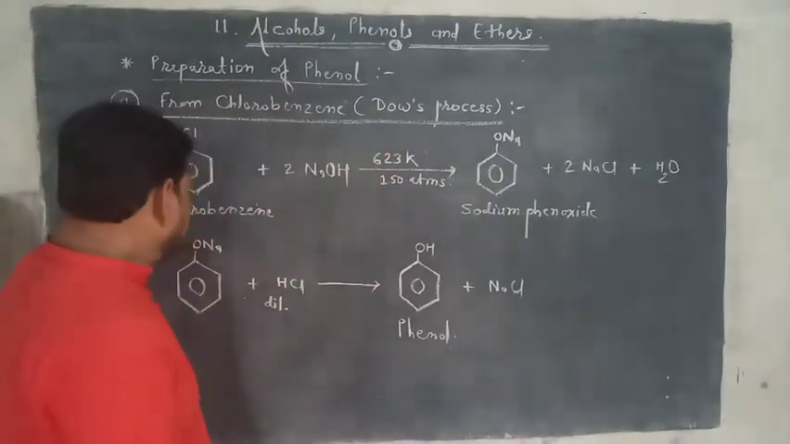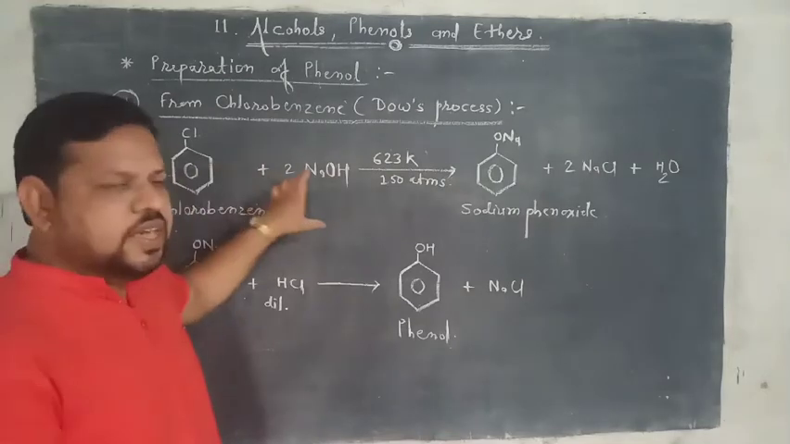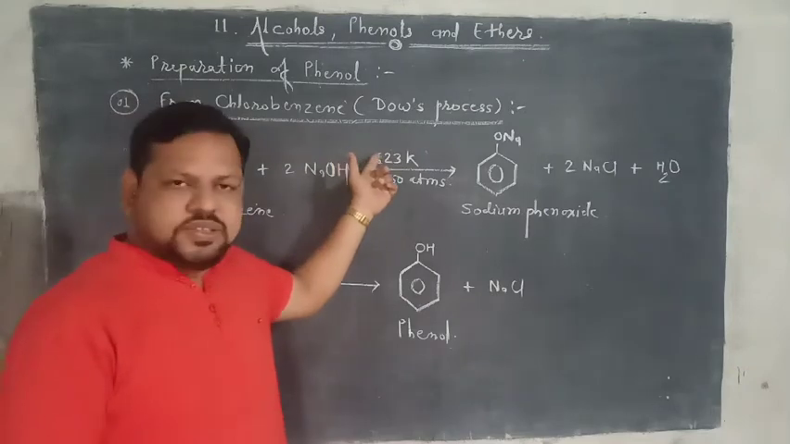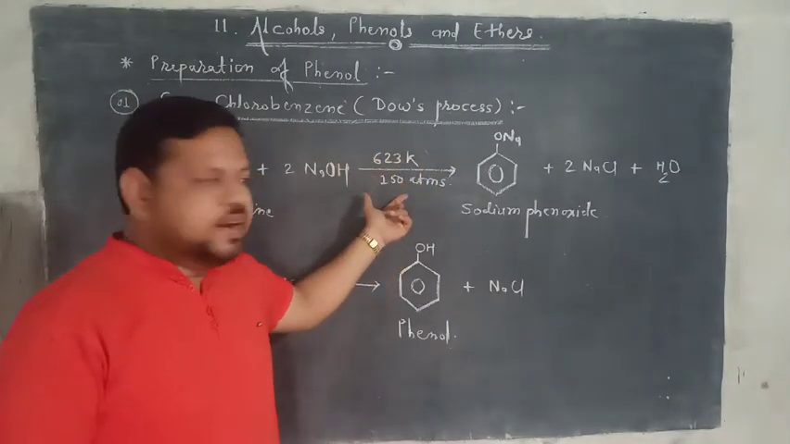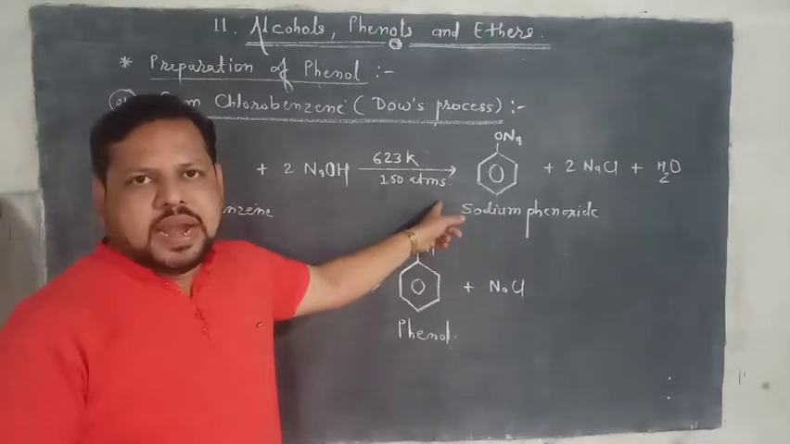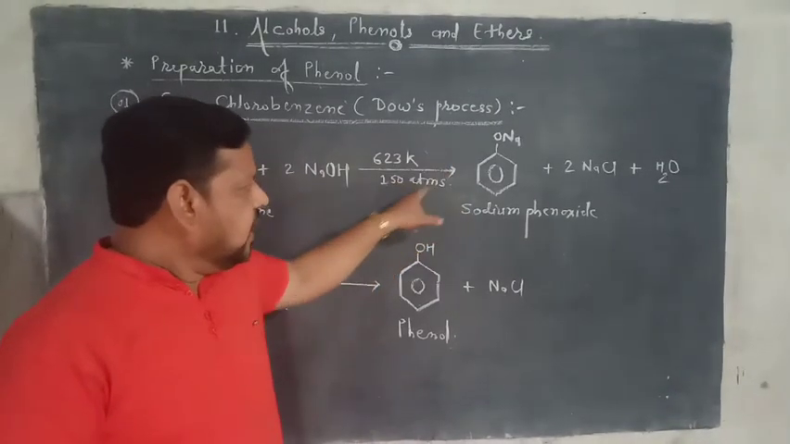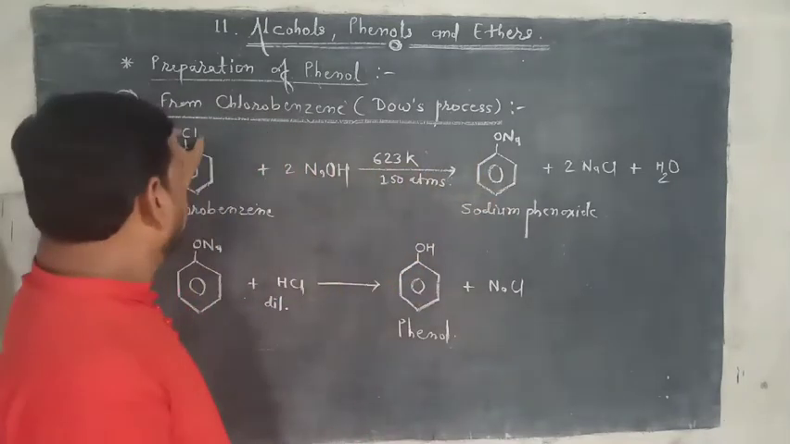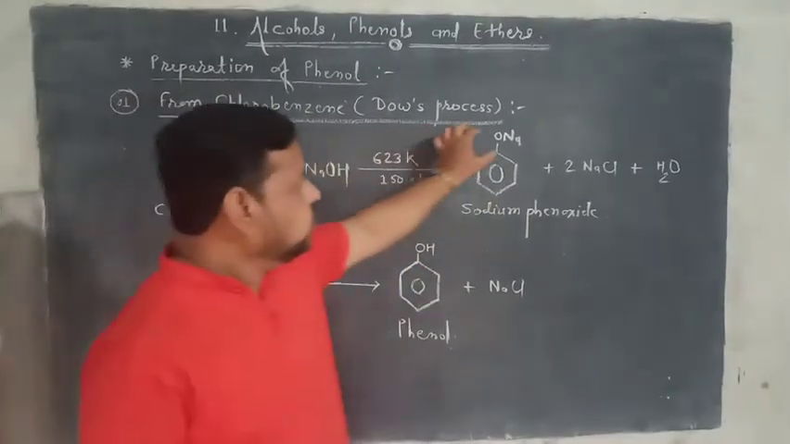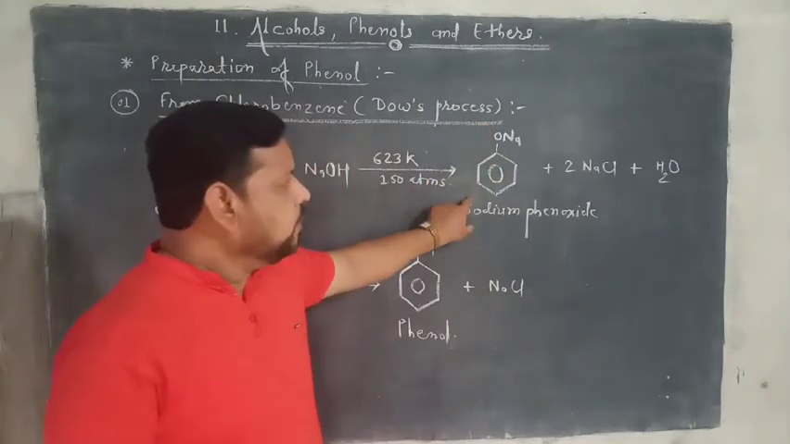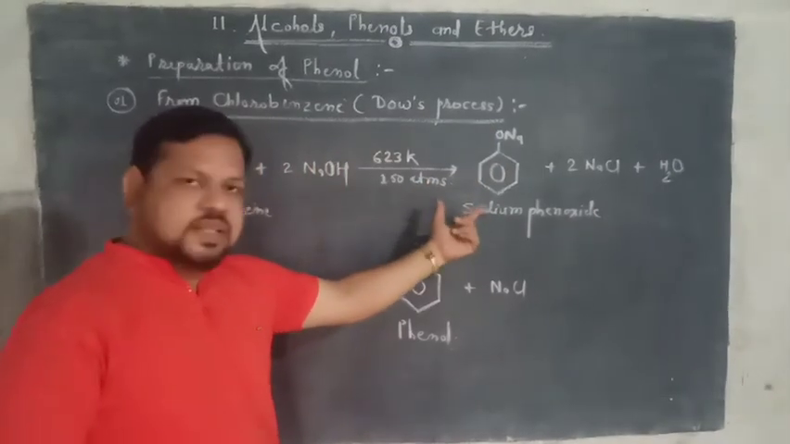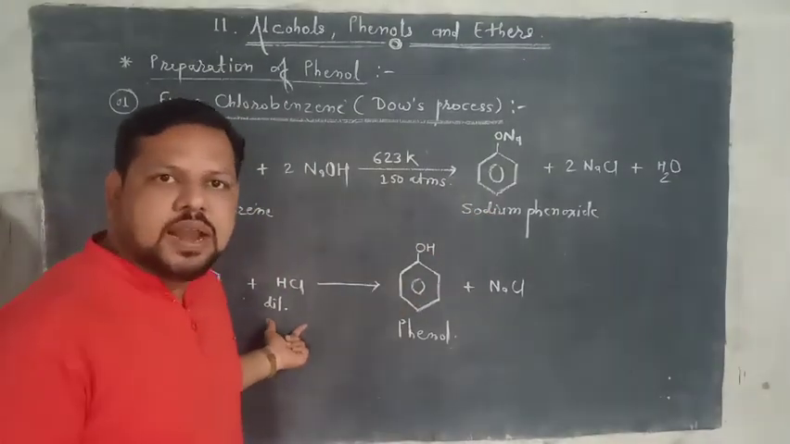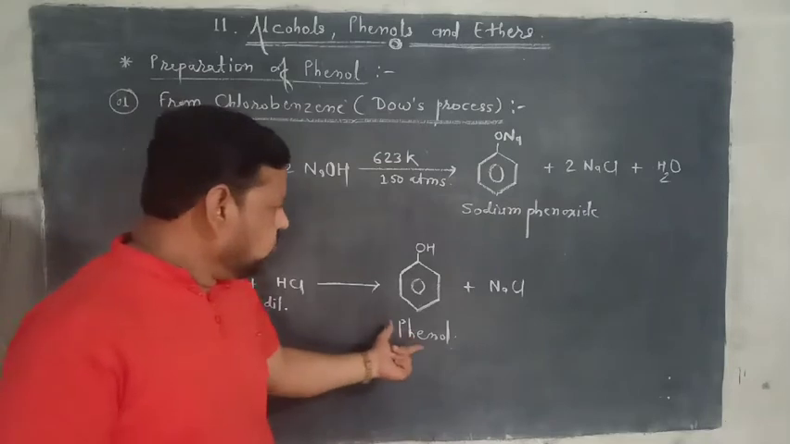This chlorobenzene reacts with sodium hydroxide at 623 Kelvin temperature and 150 atmosphere pressure, then it gives sodium phenoxide. See here, Cl is replaced by this ONa and it gives sodium phenoxide. Then this sodium phenoxide is acidified with dilute HCl and it gives phenol.